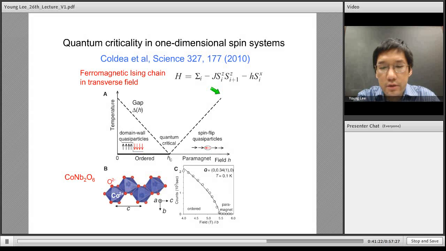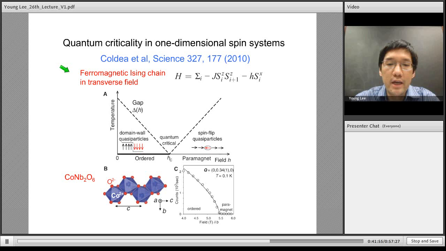Okay, so now let's turn our attention to one-dimensional systems. And one-dimensional systems are really textbook examples of quantum criticality. There's a textbook by Subir Sachdev called Quantum Phase Transitions, and they have many chapters on one-dimensional systems. And in particular, there's a very nice one shown here, and it's a ferromagnetic Ising chain. And you can add a transverse field.